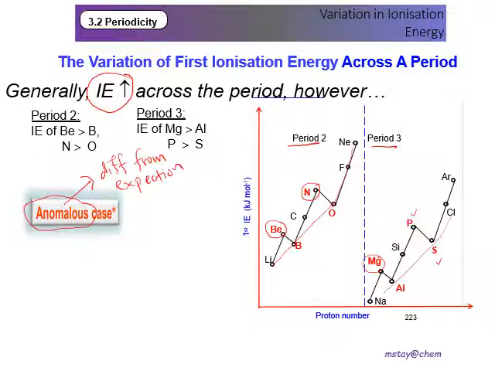Okay, we expect beryllium to have lower IE than boron, but here they show that beryllium has larger IE than boron. At the same time, we also notice beryllium is an element in group 2, magnesium is also in group 2, nitrogen is in group 15, and phosphorus is also in group 15. This means that if you go to period 4, period 5 and so on, the anomalous cases will happen between these groups.